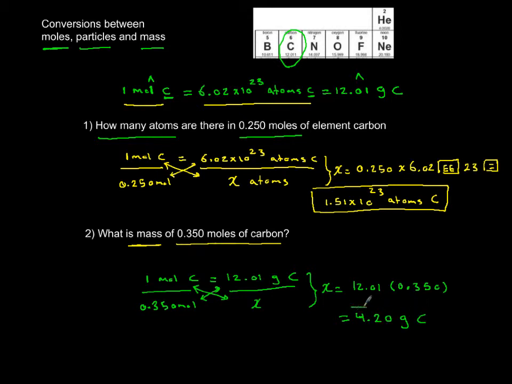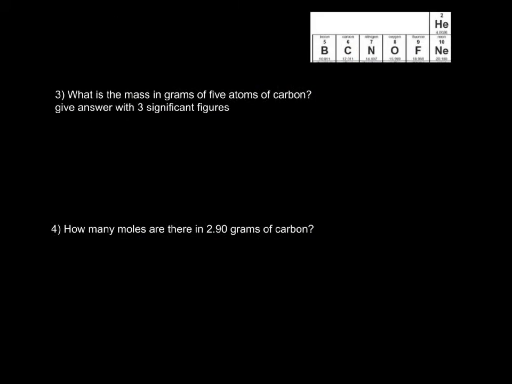I'm also respecting significant figures. That's why we put the last zero as a placeholder. So 4.20 grams of carbon. Two more questions related to carbon. This one is, what is the mass in grams of 5 atoms of carbon? So what is the mass? Mass is my variable x.